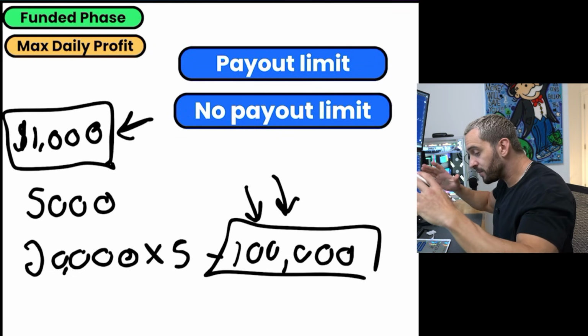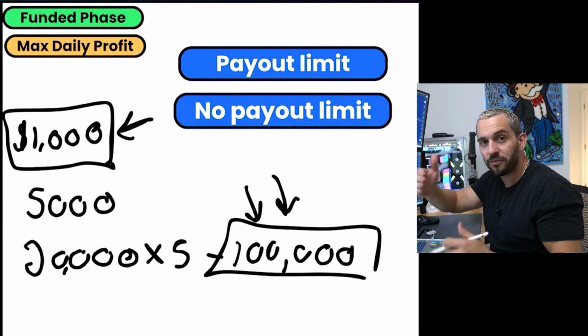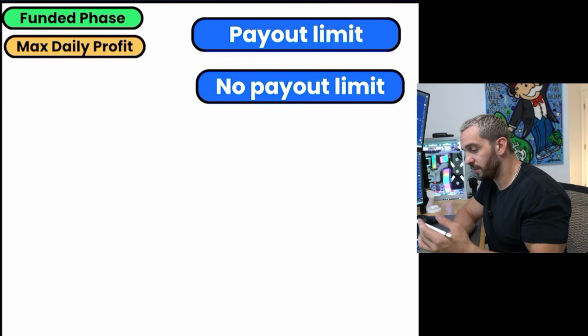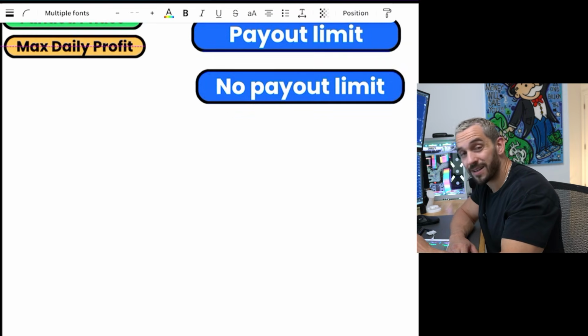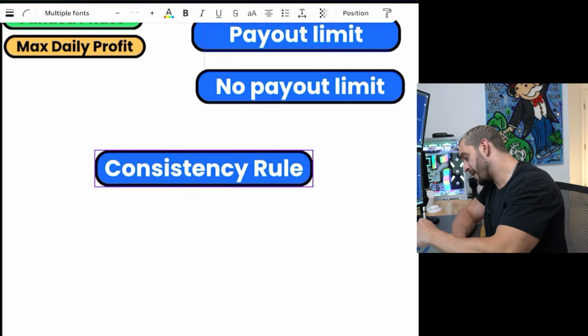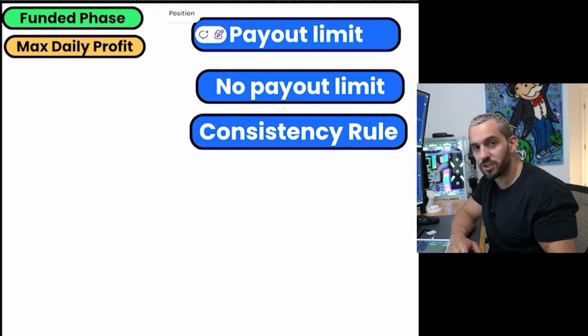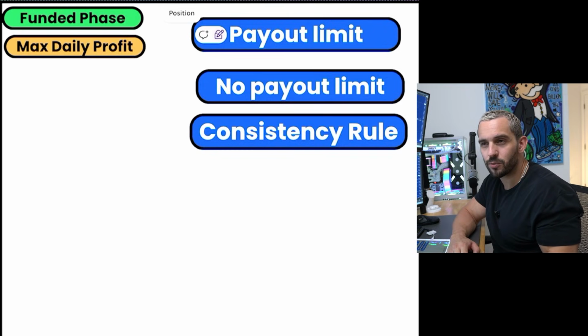So have the daily profit goal. It will help you get further faster. So if your prop firm has a payout limit or no payout limit, you now know how to figure out your max daily goal. But if you have a consistency rule, this is category number 3, this is gonna change your max daily goal. Now the consistency rule is very similar to what we talked about in the challenge phase.